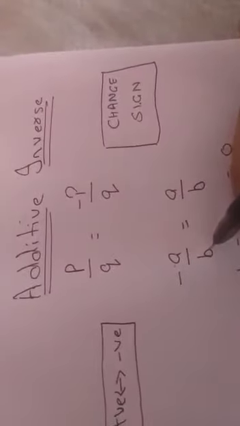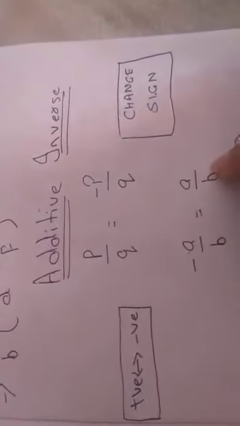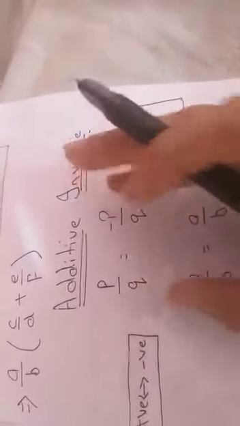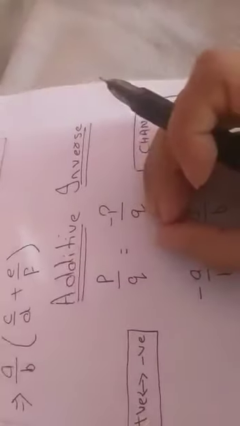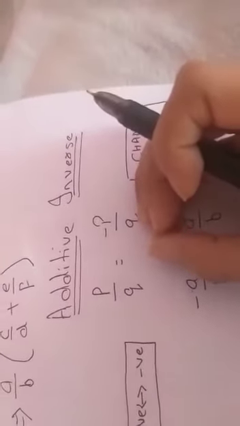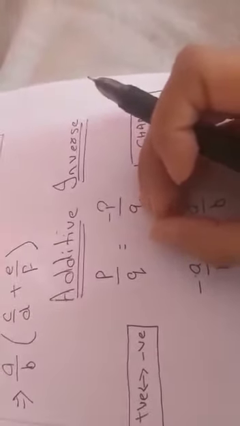Or if a negative rational number is given to you, suppose minus a by b is given to you, so negative will be converted into positive. So minus a by b becomes plus a by b. So the inverse of positive is negative and the inverse of negative is a positive number, and if you add both positive and negative, then what you will get? We will get 0. So this is called identity.